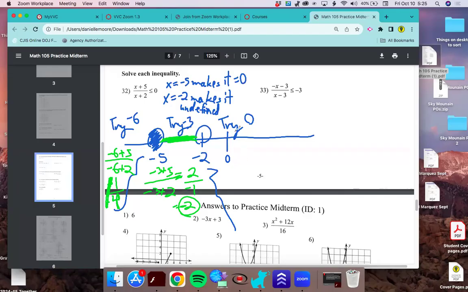And then finally, we'll try something on the right. 0 is our friend. So 0 plus 5, 0 plus 2. That's going to be a +5 and a +2. There's nothing negative about this, so it is not going to be less than 0. So nothing on the right does what we want.